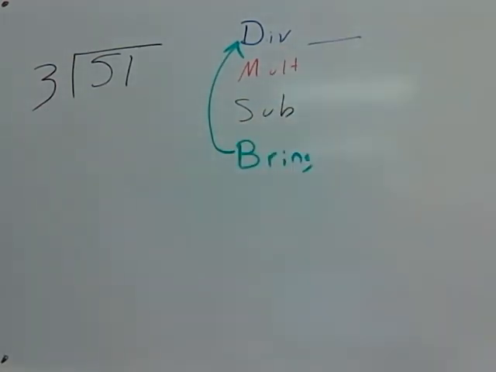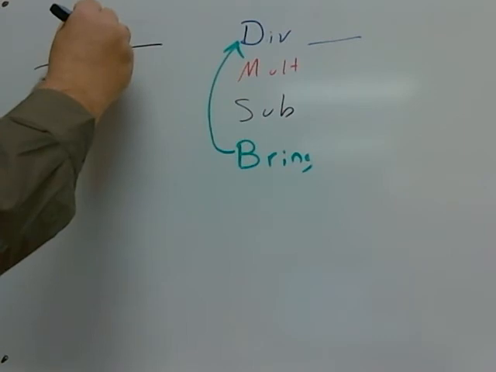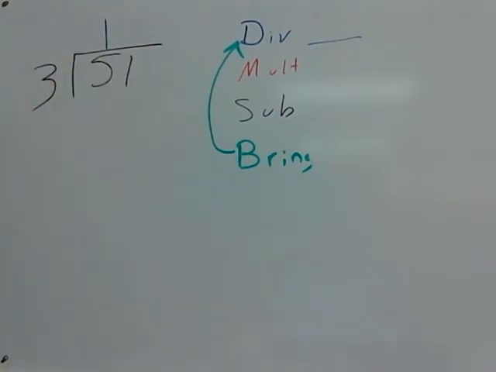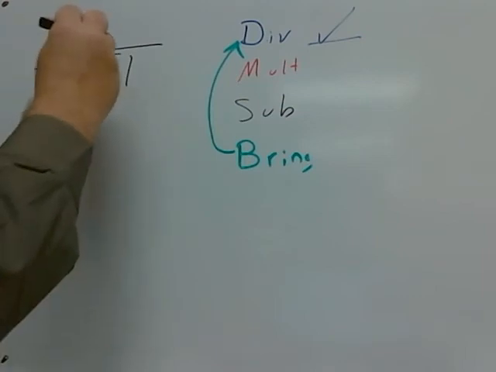So what I would like you to do is hit pause on this video and go ahead and divide. Figure out how many times 3 goes into 5. Go ahead and hit pause, please. Okay, now that we're back, let's see how you did. 3 goes into 5. It goes in 1 time. All right, so we divided. Our next step is to multiply.